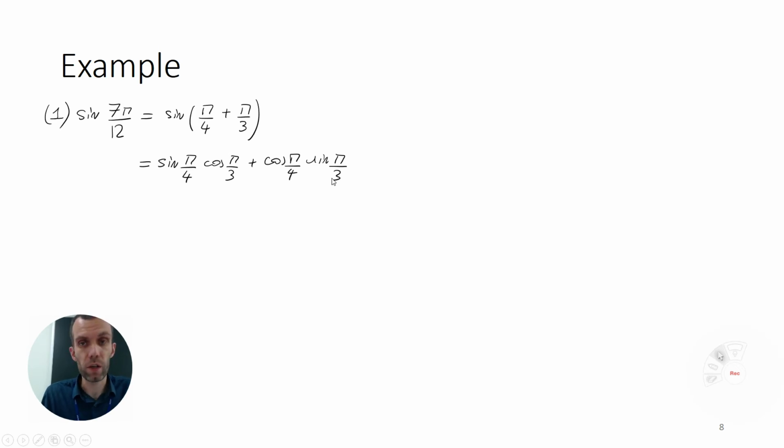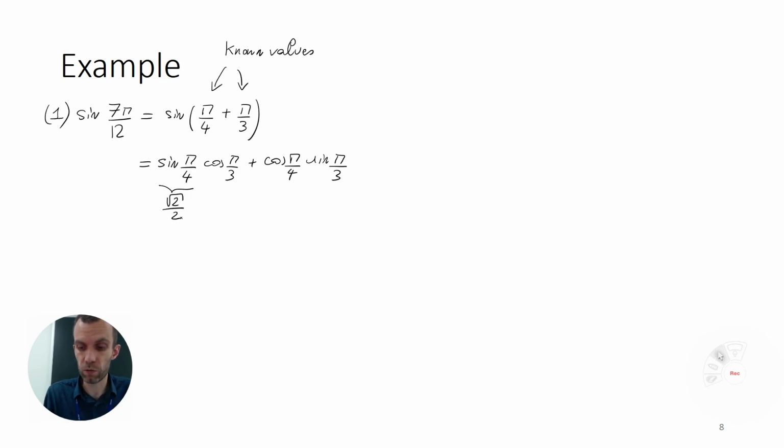If you apply this kind of formula, you have to make sure that what you end up with here should be known values. Values for which you know sine and cosine. If you have something that you don't know the sine and the cosine for, it's probably not going to get you very far. So now we can work this out because we know these values.